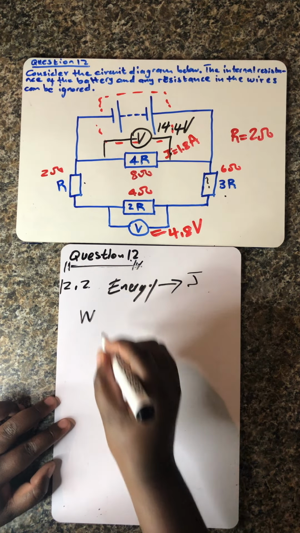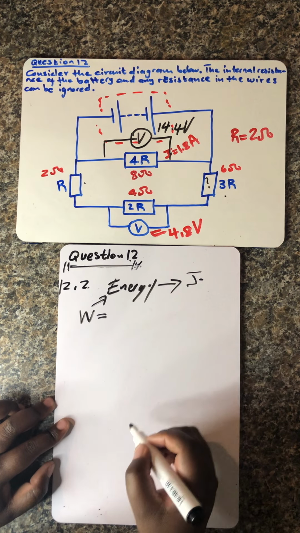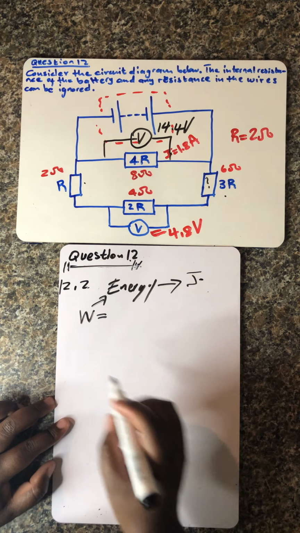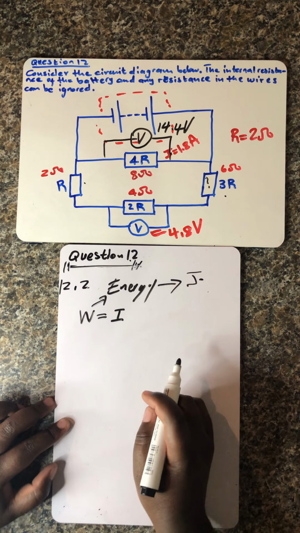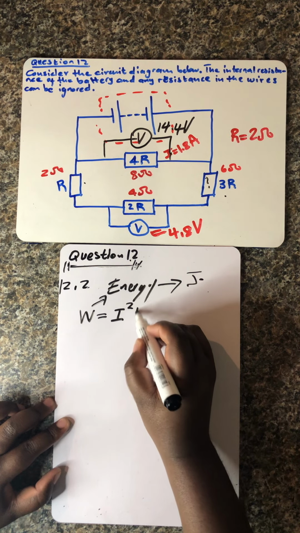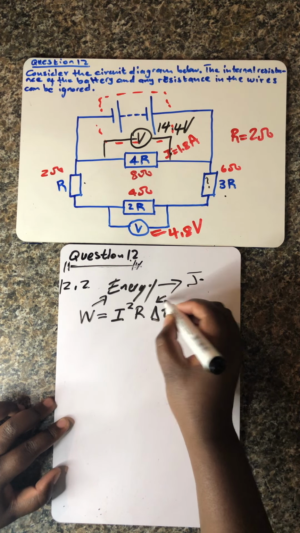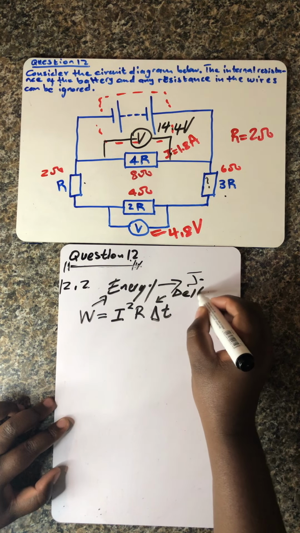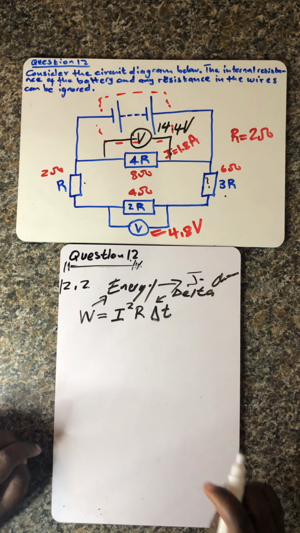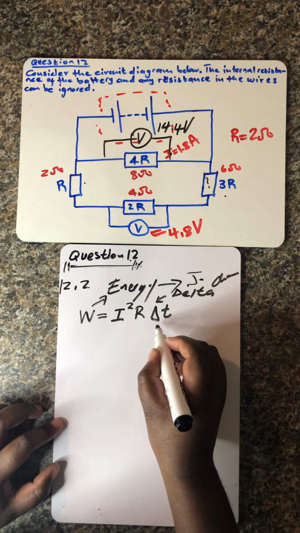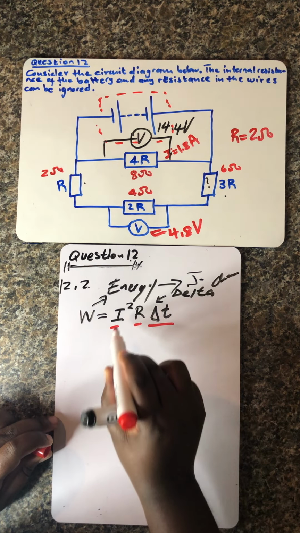So you've got this formula, guys, which is W. Work and energy are related, they are measured in joules. So guys, you've got work which is equal to I squared R delta t. Remember, this is a delta, guys. Delta is a Greek word which means change. Don't worry much about it. Just know you've got three variables or quantities, which are time, R, and I.